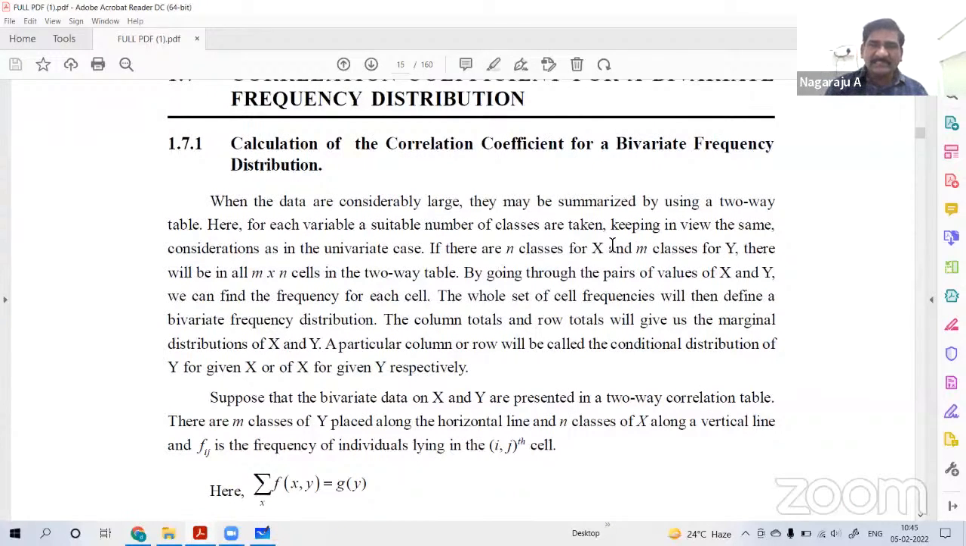If there are m classes for x and n classes for y, there are m by n cells in the two-way table. From the two-way table, x is independent and y is dependent. Based on that we can identify bivariate data x and y, so we can take that as a two-way correlation coefficient.